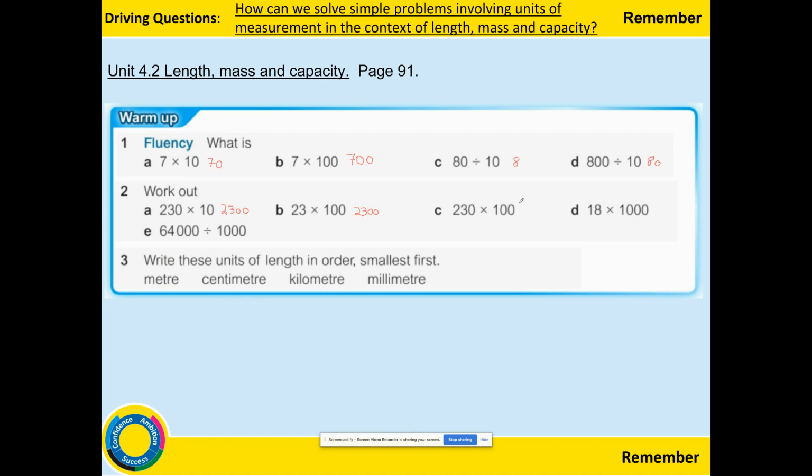230 times 100, write down my 230. I'm multiplying by 100, that has 2 zeros. So I've got 230, 100 if you like, or 23,000. 18 times 1,000, I'm going to have my 18. I'm multiplying, so I'm making it bigger. I've got 3 zeros. 1, 2, 3. So I've got 18,000.